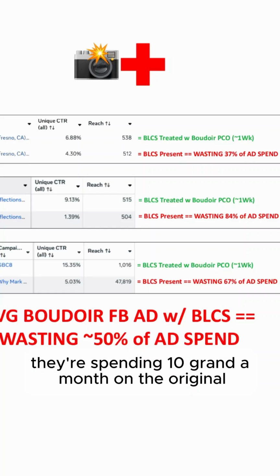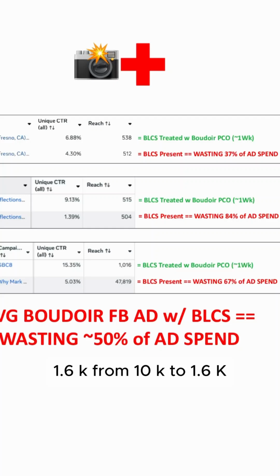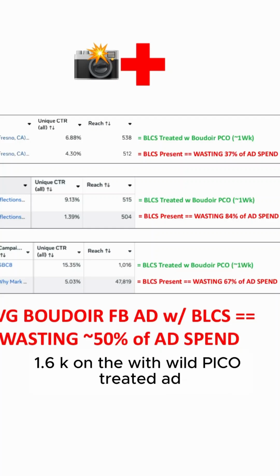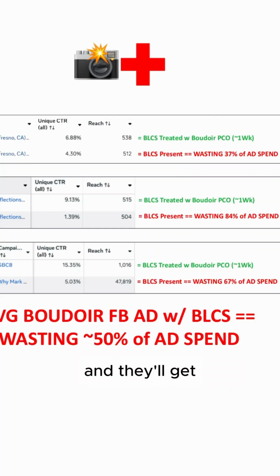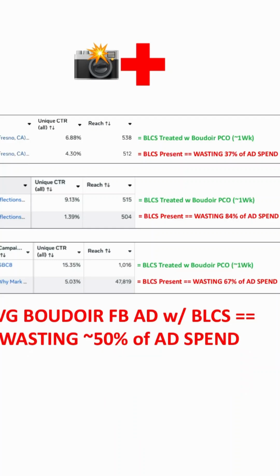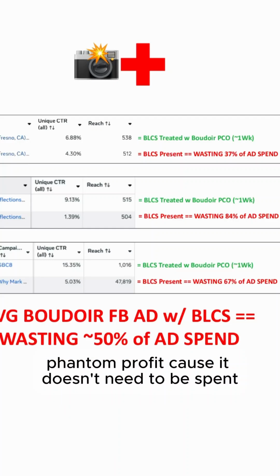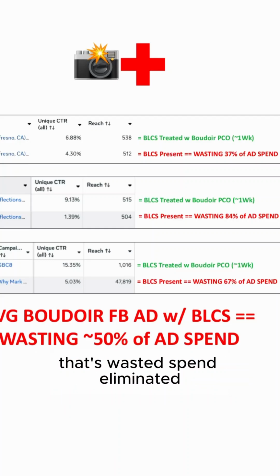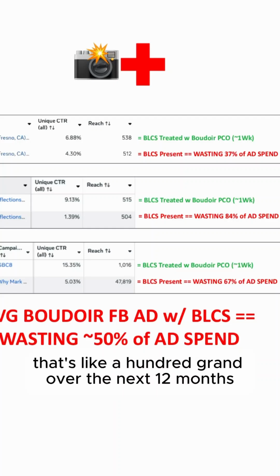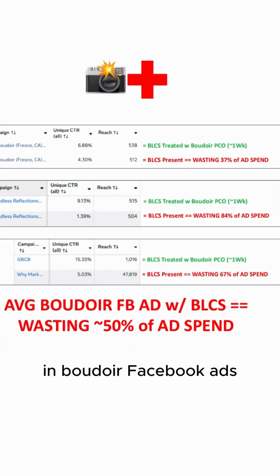If they're spending 10 grand a month on the original, they now only have to spend 1.6K on the Boudoir Pico treated ad, from 10K to 1.6K, and they'll get that into the same number of women's brains in both scenarios. So the 8,400 not needing to be spent is pocketed back as phantom profit because it doesn't need to be spent. That's wasted spend eliminated. That's like 100 grand over the next 12 months for the boudoir photographer that's spending 10K a month in boudoir Facebook ads.